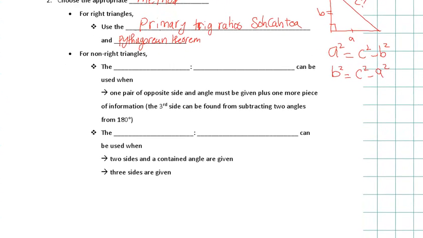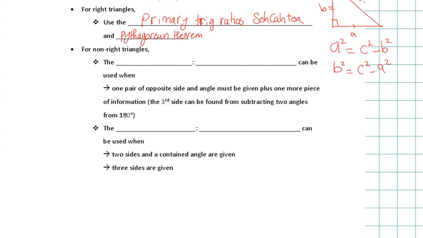So, for triangles, what are the laws that I can use? Sine law and cosine law. Now, before I write, let's look at what the options are so I know which one I'm going to have to write here. When I have one pair of opposite side and angle, it must be given plus one more piece. So I have an angle and its opposite side. What law is that? Sine law. Because you need to have an angle and its opposite side, right? And then it says here, the third angle can be found by subtracting the two angles from 180.